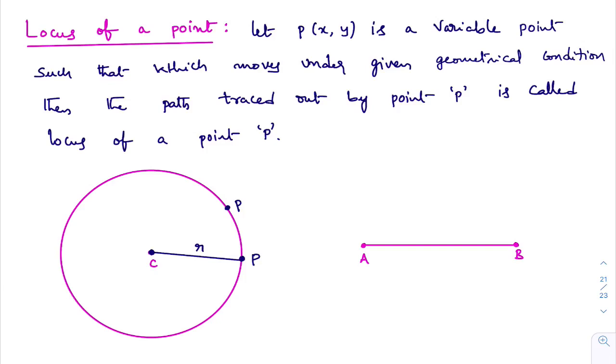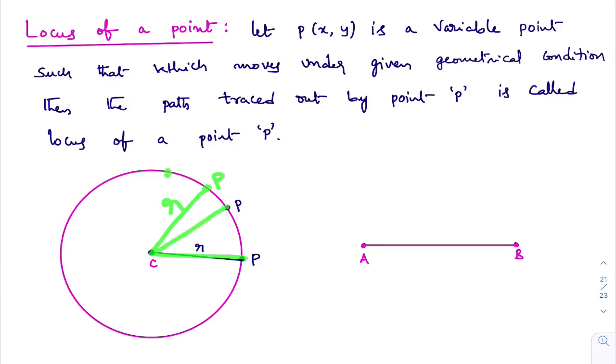What I am trying to say here, initially C is the fixed point. The set of all points in a plane which are at a constant distance from the point C. So if I identify what type of points I'll get, here I'll get point P. If this length is R, then this length is also R.